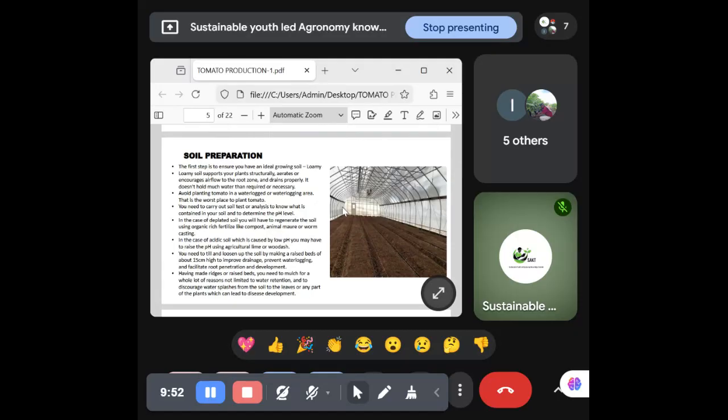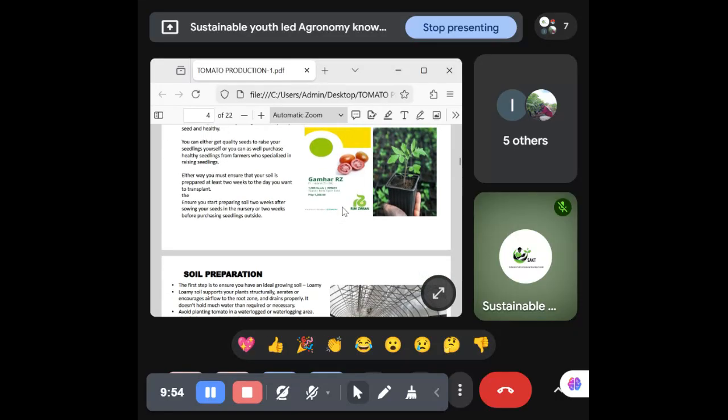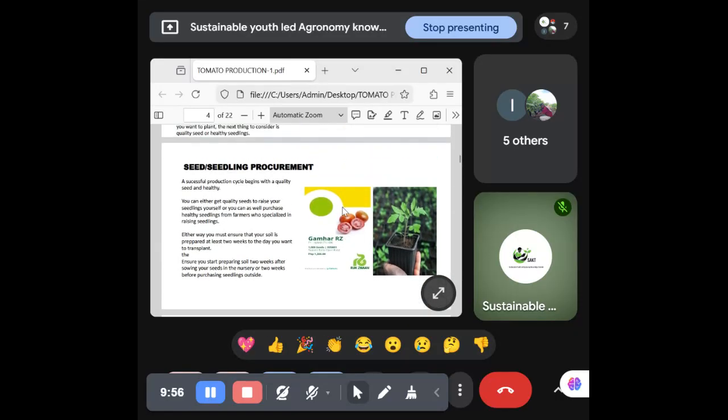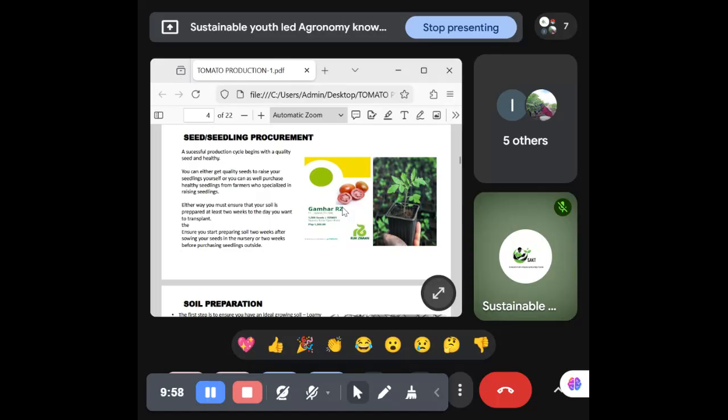You can either get quality seed to raise your seedlings yourself, or you can purchase healthy seedlings from farmers who specialize in raising seedlings. Either way, you must ensure that your soil is prepared at least 2 weeks before the day you want to transplant.